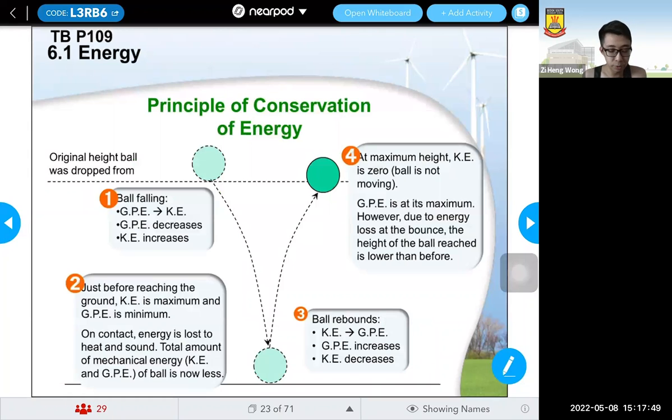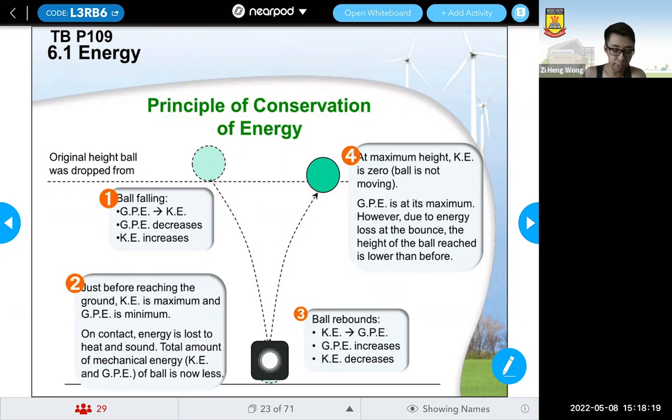So, principle of conservation of energy. This is another example, similar to the pendulum one. Just now we said the pendulum in a non-ideal scenario will not be able to swing back to the exact same initial height. So same thing for when a ball bounces. So let's say this is the original height the ball drops from. The GPE is converted to KE. So the GPE decreases, KE increases. Just before reaching the ground, KE is maximum and GPE is at its minimum.